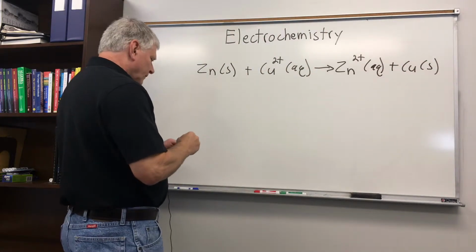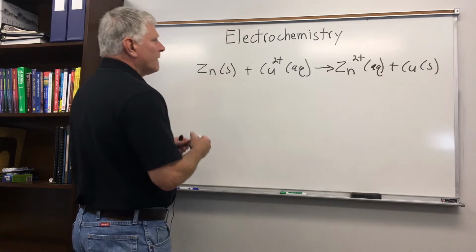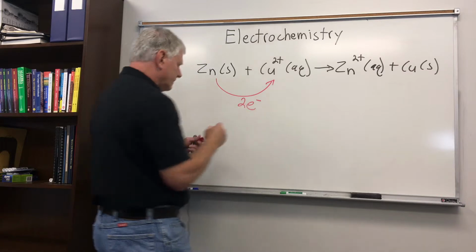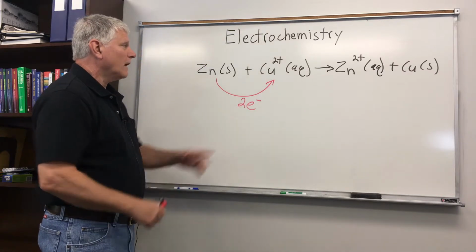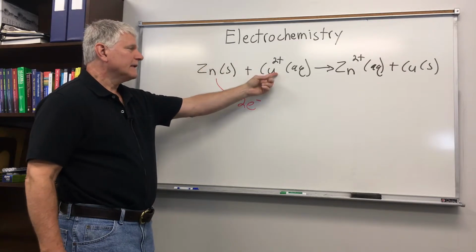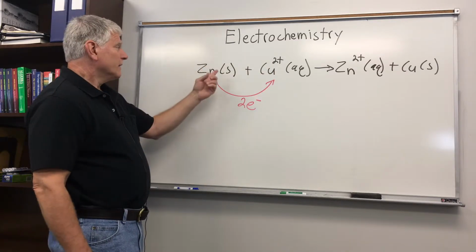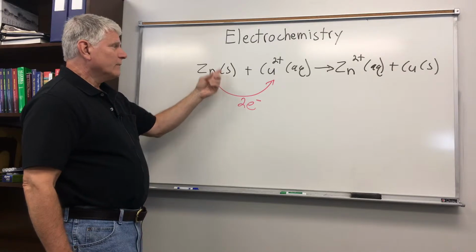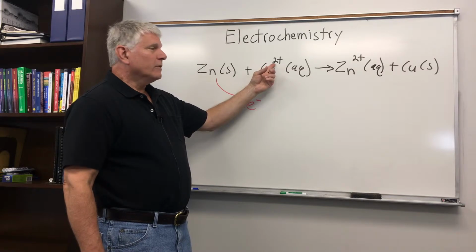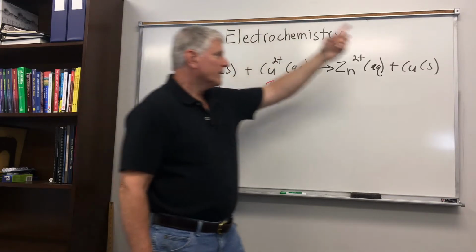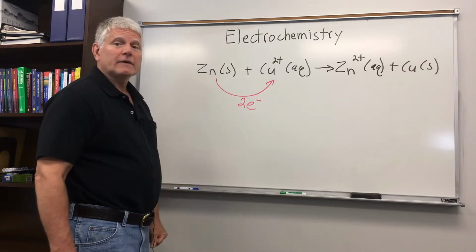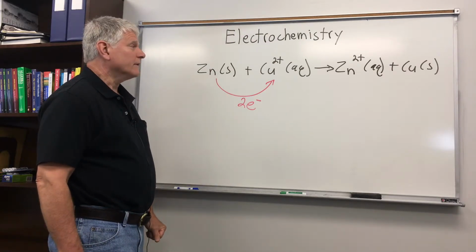So you can see in order for this reaction to occur, zinc has given 2 electrons to the copper ion. So zinc has lost 2 electrons, copper has gained the 2 electrons. So zinc has gone from the atom to the +2 ion, and copper has gone from +2 and gained 2 electrons to go to the copper atom. So this is a transfer of electrons during the reaction.